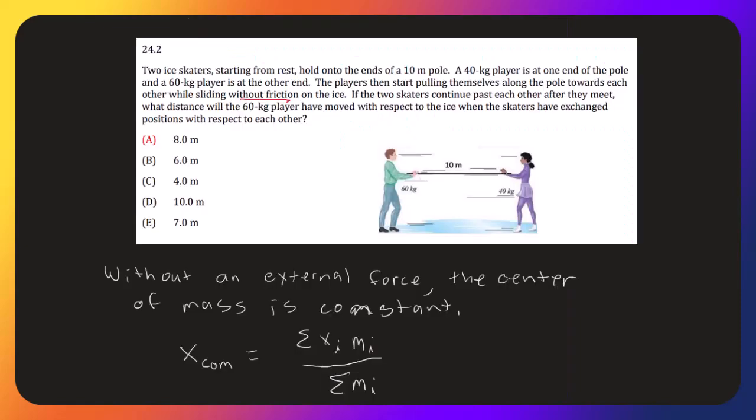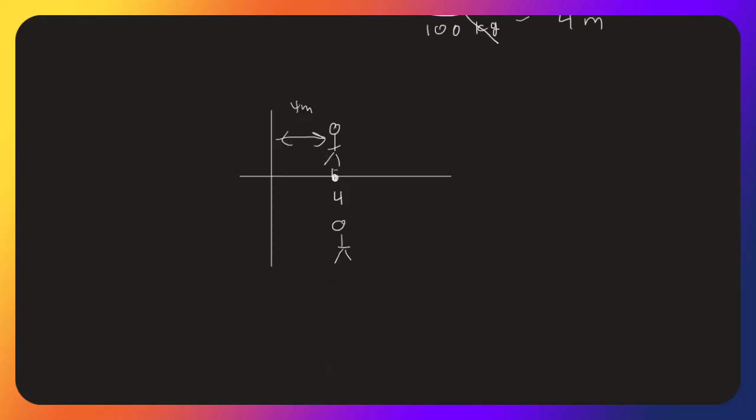is 8 meters. What I didn't understand until I went back and read the problem is that it says they are exchanging positions with each other. And so what that means is they are holding on to this 10-meter pole, and as they move, they're going to be moving to opposite sides of the pole, and as they do, the pole moves as well. And so the pole is going to be sliding.